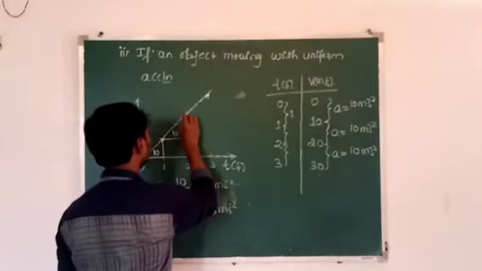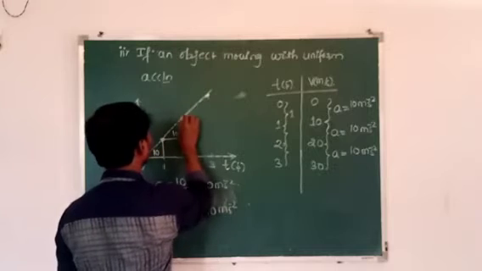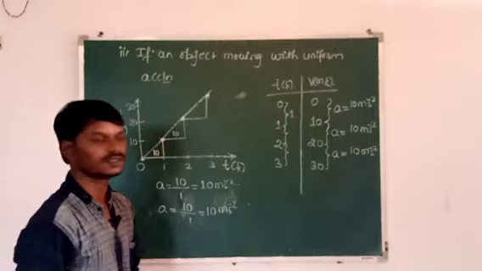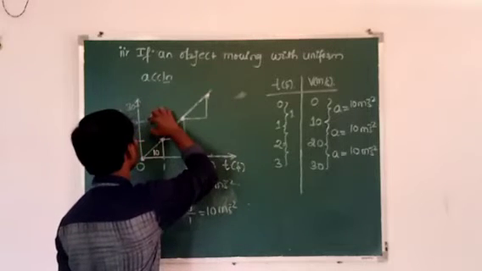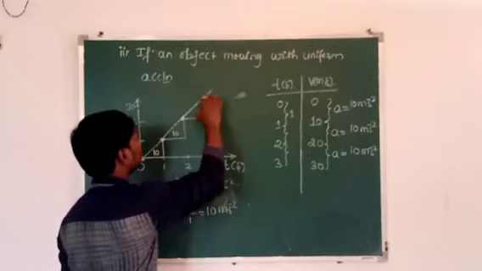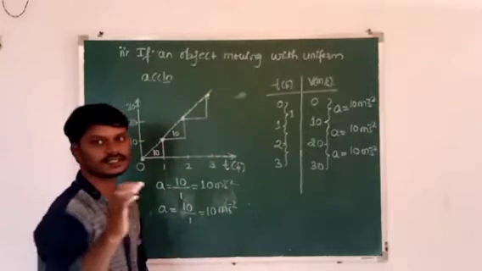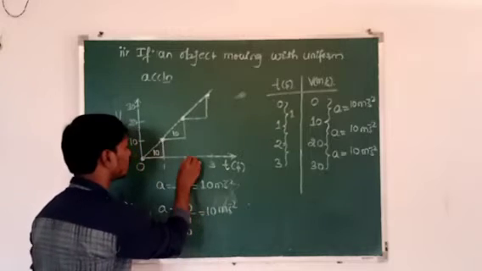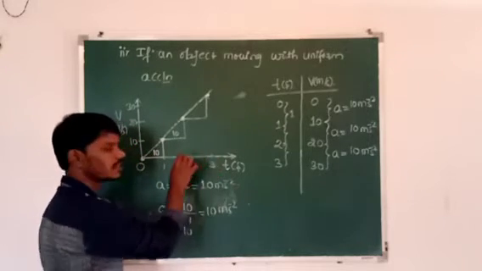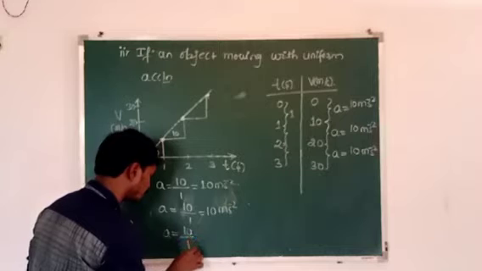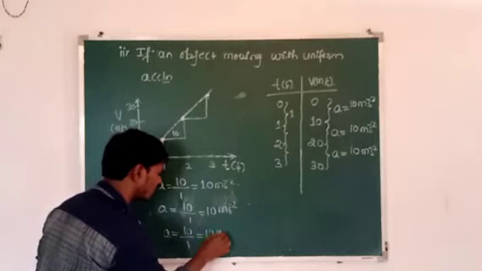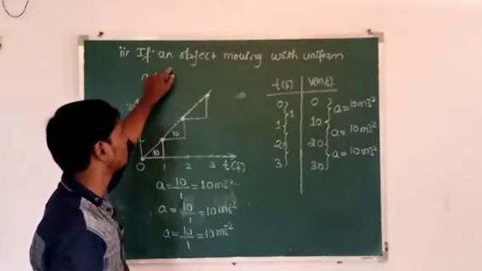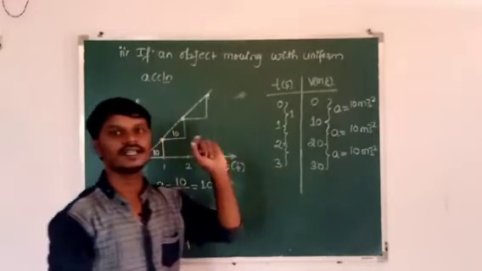Next, when the velocity changes from 20 to 30, what is the acceleration of the object by using the slope? The change in velocity from 20 to 30 means 30 minus 20, that is 10. In what time interval? That is 2 to 3, which means 3 minus 2, that is 1. Then it is 10 meter per second square. So this is the graph for an object moving with uniform acceleration.